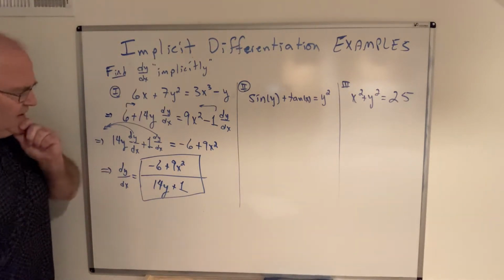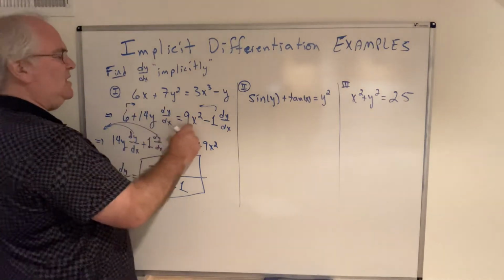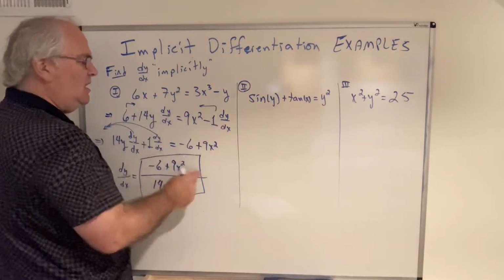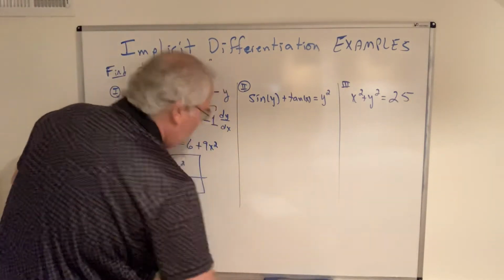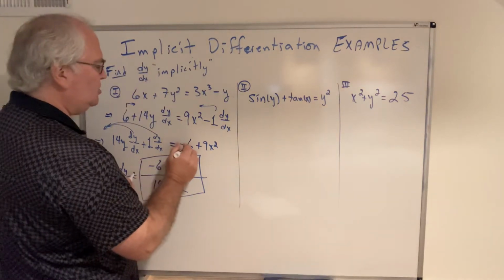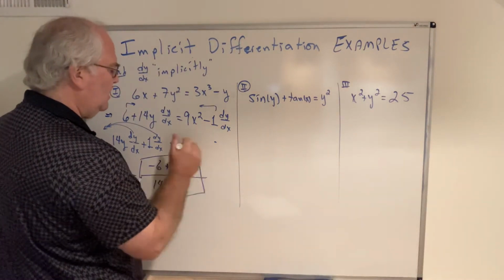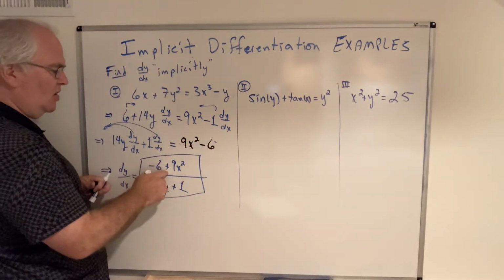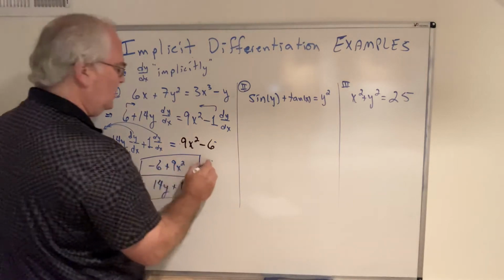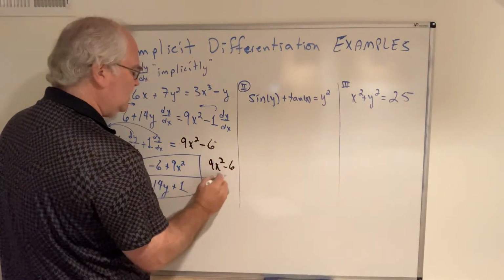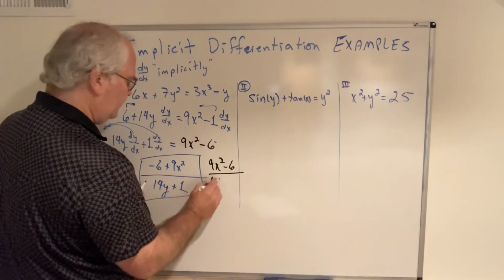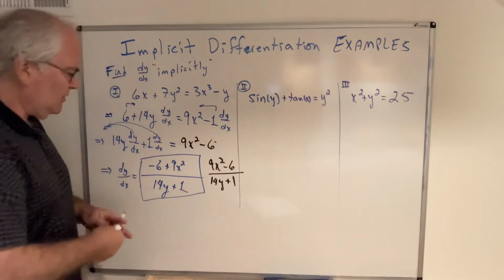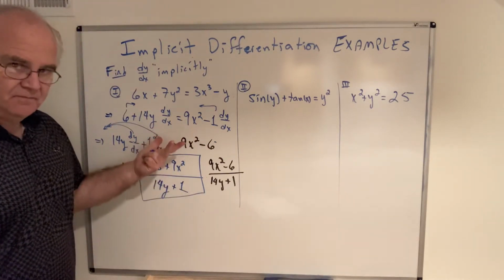Now, another small detail is this. This 9x squared is already over here. When you subtract this 6, you may, if you wish, write this as 9x squared minus 6, in which case your answer doesn't look like this. Your answer would look like 9x squared minus 6 over this same thing. I don't care which of those you pick. Those are both correct because this and this are the same thing.